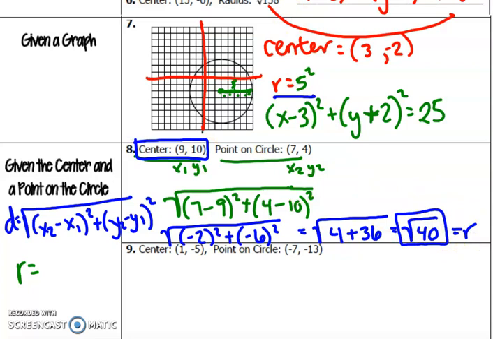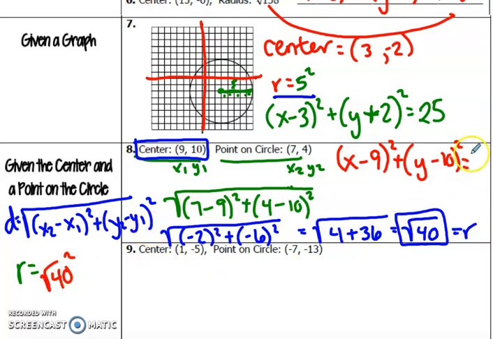write my formula. So again, our formula is parentheses x minus your x value squared, y minus your y value, center, squared equals your radius squared. So remember, square root of 40 squared, it's going to cancel out the square root and the squared to give you just a 40. And so that is our final answer if we know the center and a point on the circle. Okay? So that was a whole lot of work.